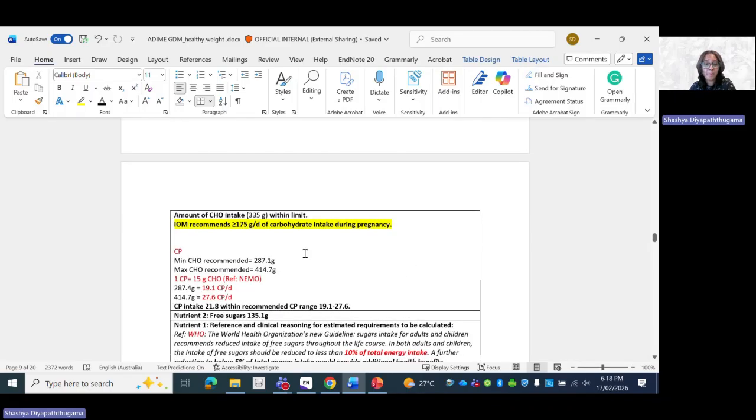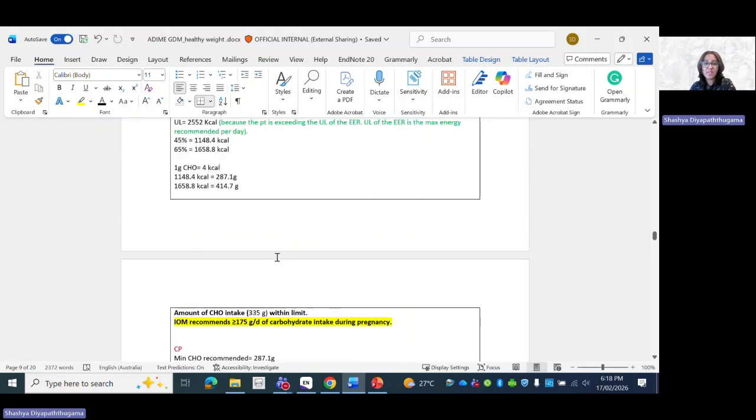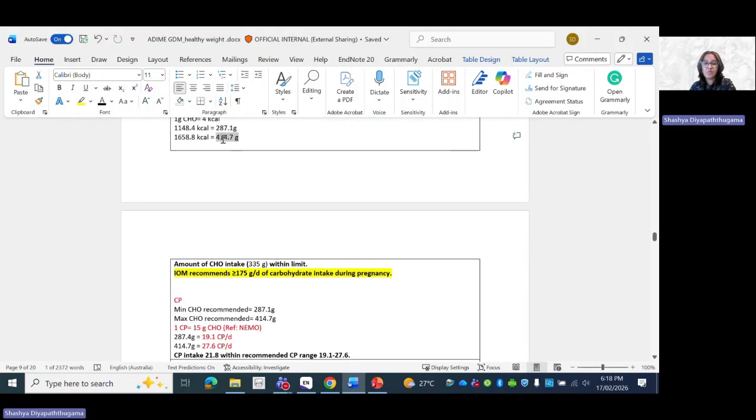So the portions, the minimum carbohydrate intake is 287 grams, which we have earlier calculated, and the maximum is 414.7 grams.